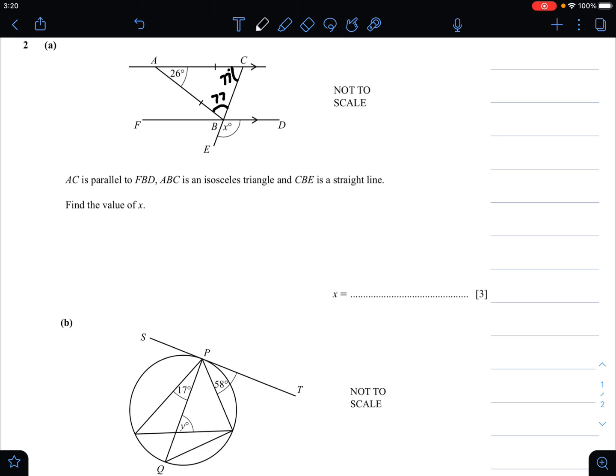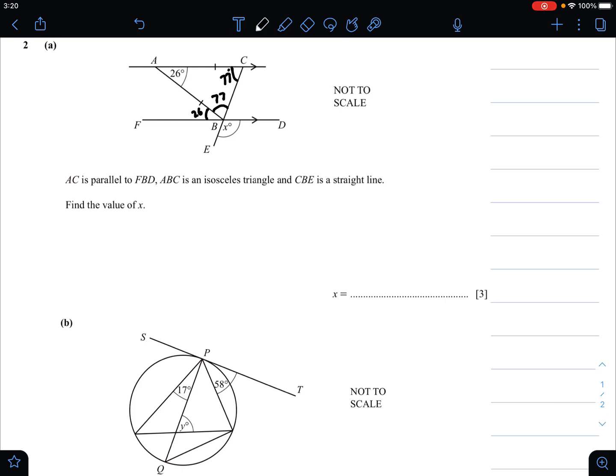Now we know that alternate angles will be equal to each other. So 26 would be equal to this angle, because as you can see it forms a Z like this. So this angle and this angle would be equal.